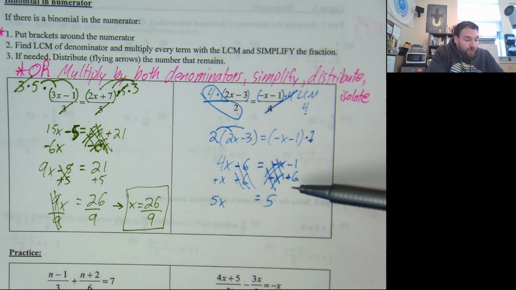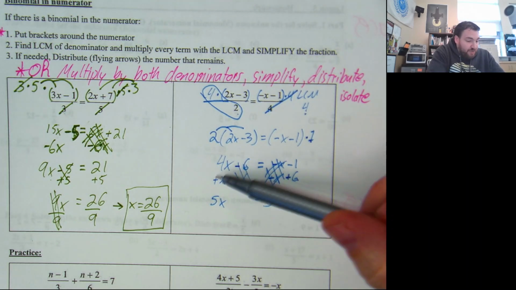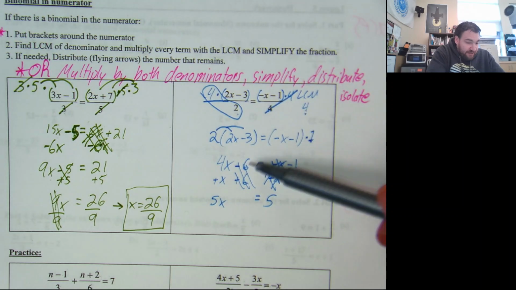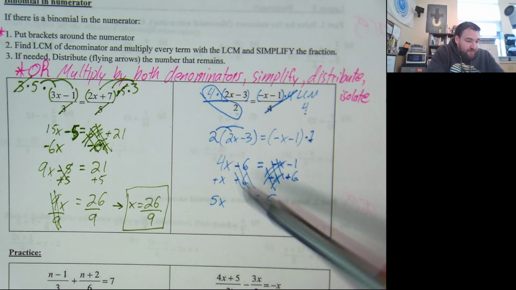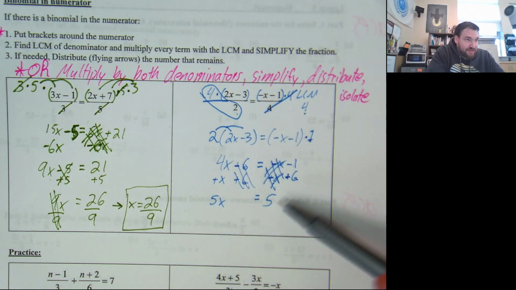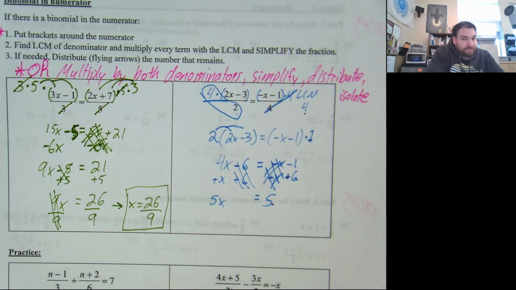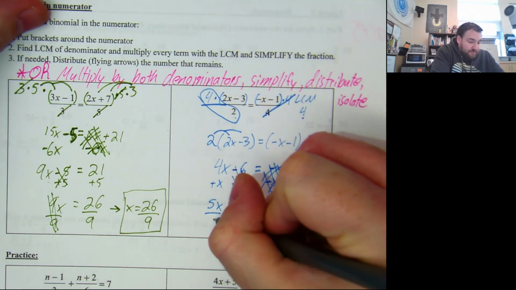If you organize your work, if you stack it the way I've been doing it, all in one step is really quite easy. These are going to cancel. These are going to cancel. 4x plus x is 5x. Negative 1 plus 6 is 5. And then my last step is to do what? Yeah, divide both sides by 5.